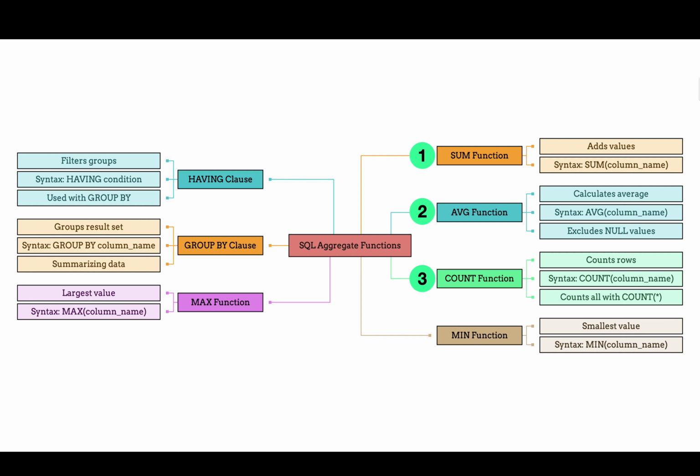3. Count function, returns the number of rows that match a specified criterion. Syntax: COUNT(column_name). It can also be used to count all rows in a table with COUNT(*). 4. Min function, retrieves the smallest value in a specified column. Syntax: MIN(column_name). Useful for finding minimum values in a dataset.